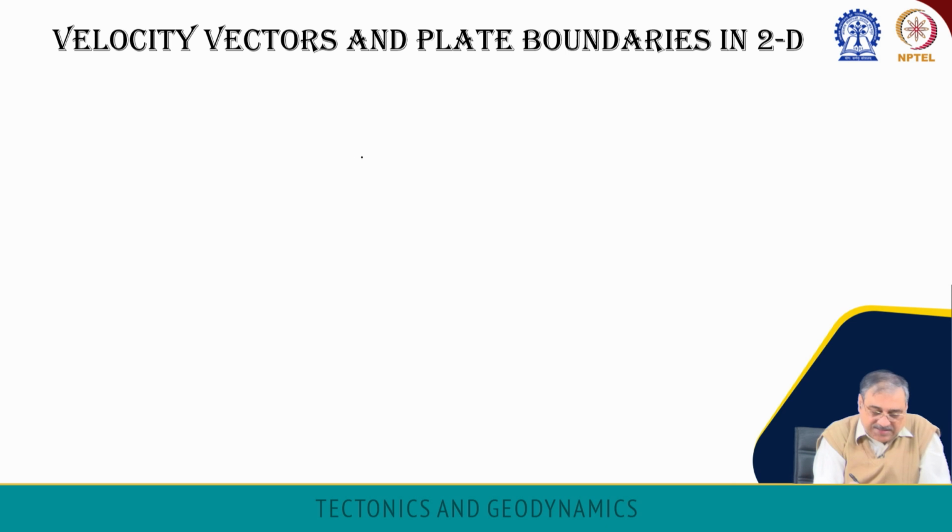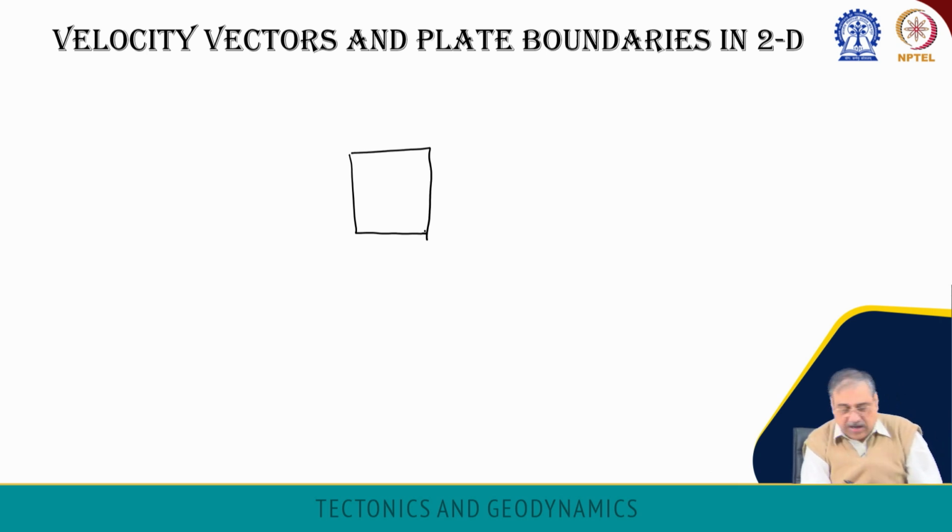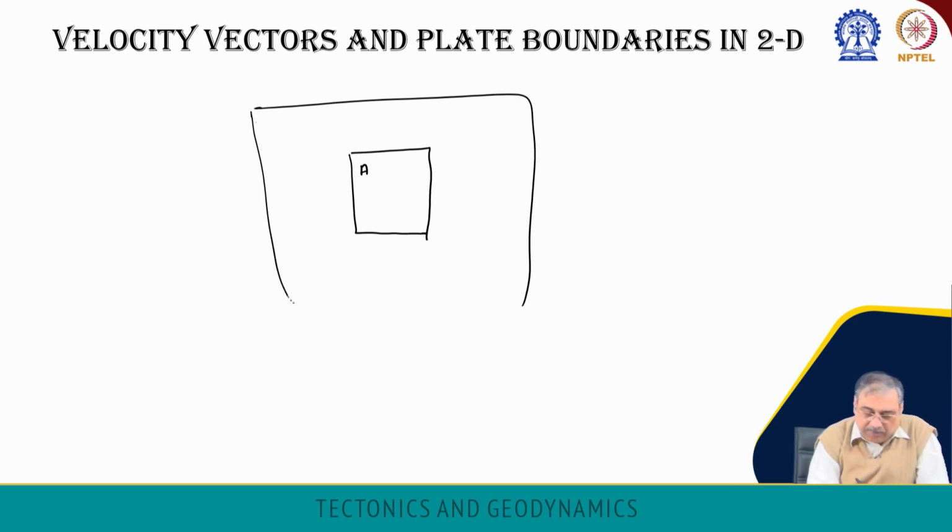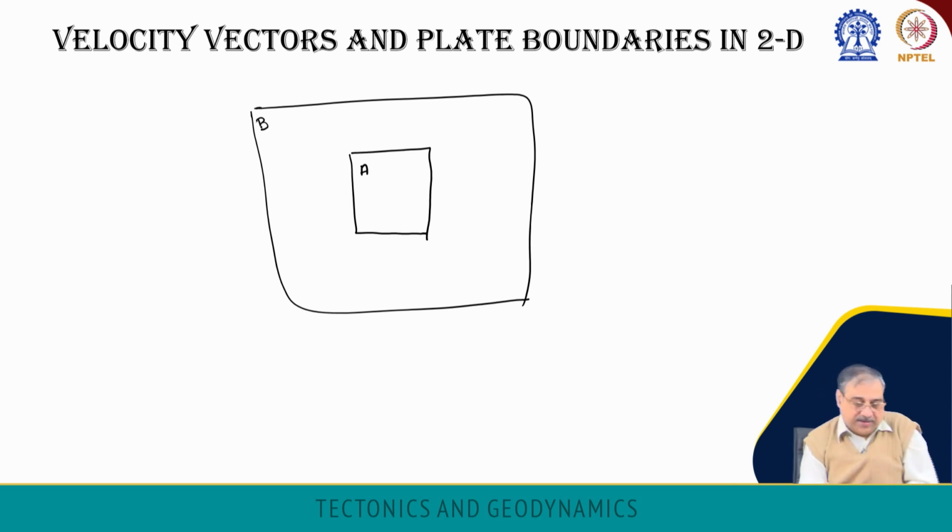Let us now think of a very hypothetical situation. Let us say we have a plate A, which is completely surrounded by another bigger plate B. Mind the word hypothetical, this is a 2D thing. So, I am just showing you two plates. One plate separated completely, as you can see, just a square to rectangular figure, which is enclosed within another plate, plate B. So, these boundaries are the boundaries between plates A and B.